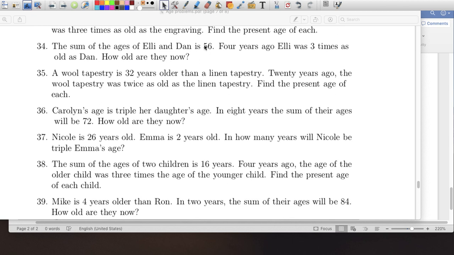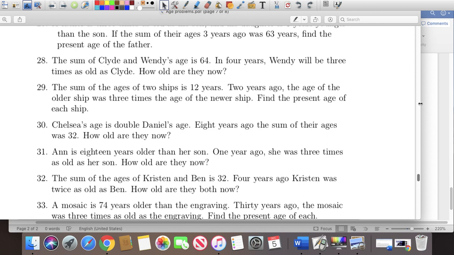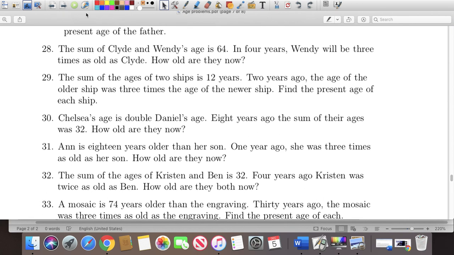35. A wool tapestry. 30. Didn't we do this? Oh, I did. Okay, I see. I helped some of you guys remember the question from the class. 32? No, 30, 35. What am I doing? 35. So where's 35?